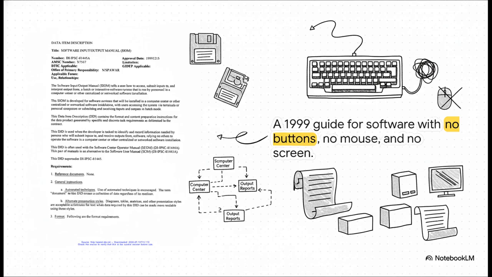So, what you're looking at here is the Software Input/Output Manual, or SIOM for short. Now, this is a user guide, but it's not for an app on your phone. Nope. This is for software you literally can't see or touch, stuff that's tucked away deep inside a computer center. And this manual, it's the only way for specialists to talk to it, to give it commands, and, just as important, to actually understand what it says back.